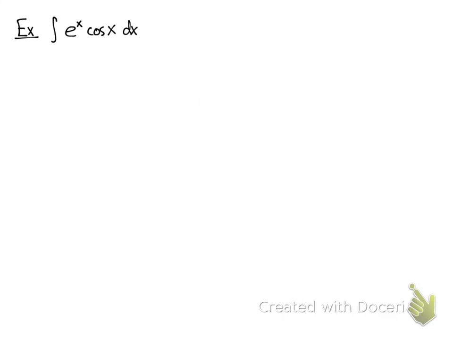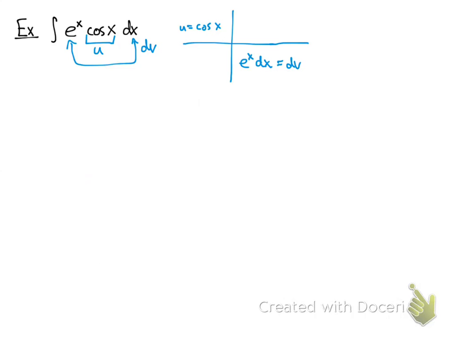Okay, so we want to take the integral of e to the x cosine x with respect to x. That is, I want to find a function whose derivative is e to the x cosine x. Well, according to my LIATE thing, trig is the first one of those that's here in this integral, right? Trig comes before exponential. So u is going to be cosine x, and the rest of it, e to the x dx, is going to be my dv. So e to the x dx is dv, and u is cosine x.